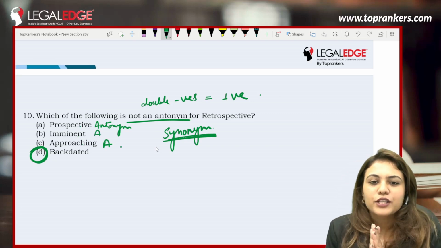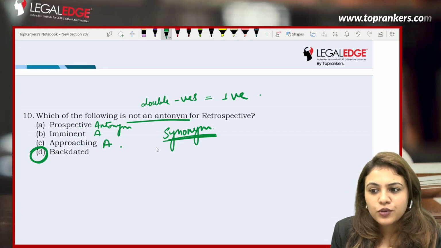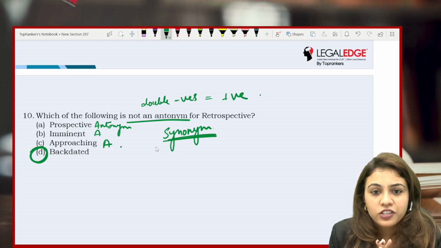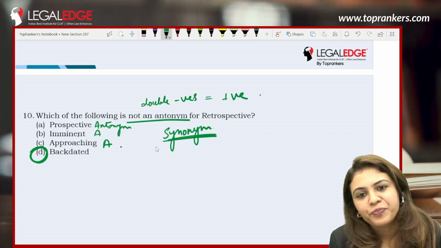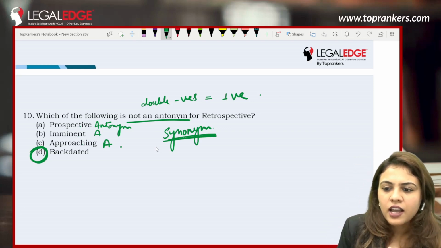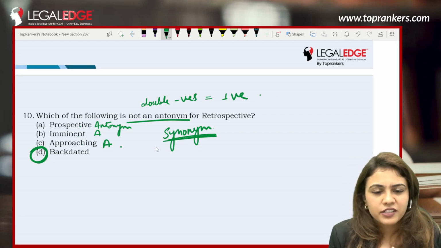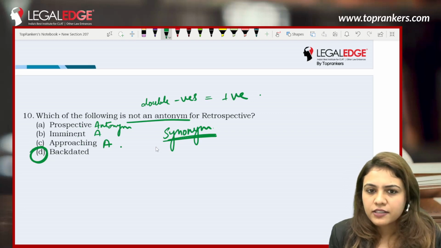And that brings me to the end of today's session. So I hope you have got a great deal of insight as to what to anticipate when it comes to the AILET paper. And please keep on practicing, and especially practice your vocabulary well, and you'll be covered.